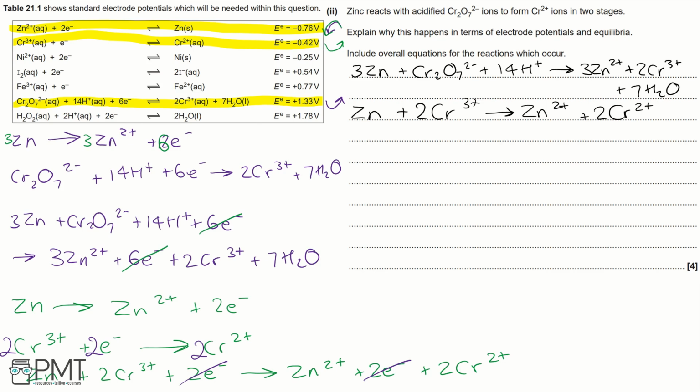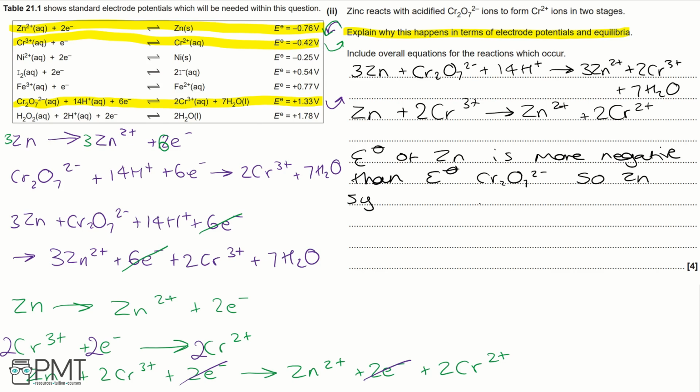and zinc has reacted with acidified Cr2O7 2- to form Cr2+ ions. Then we need to explain why this happens in terms of electrode potentials and equilibria, which is what the question's next asking us to do. In our explanation, we need to make a comment on the electrode potential of zinc and the fact that it is more negative. Then you need to compare, because it's more negative than the electrode potential of Cr2O7 2-. So we're commenting on the first stage of this question. And what this means is that the zinc system shifts left.